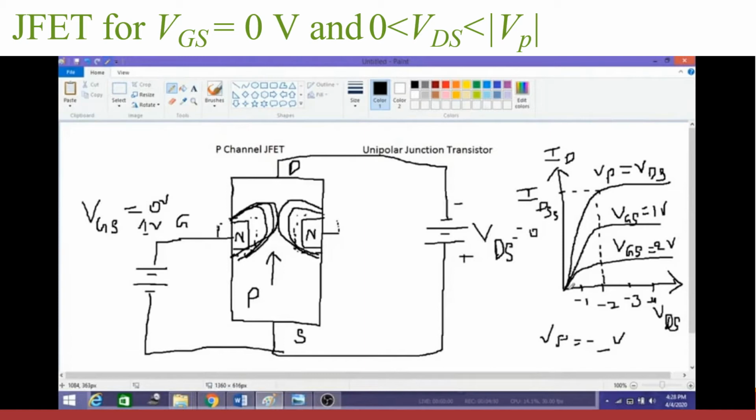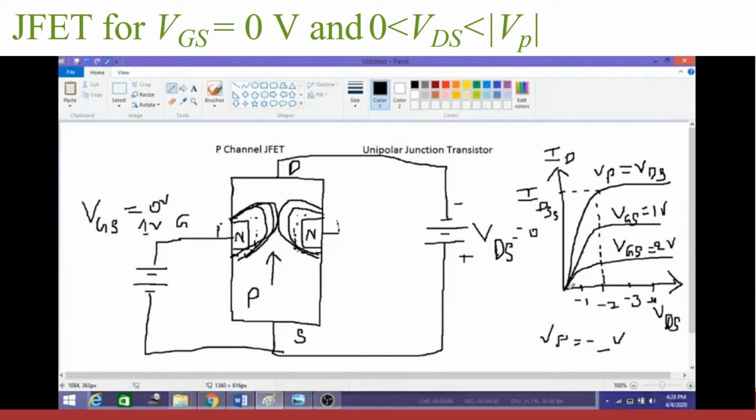When at some point of VDS, the depletion layers touch each other and the current may not flow through this. Practically it won't happen, but theoretically we choose like that. That condition is known as pinch off condition. The voltage at which VDS is maximum and the current stops increasing is known as VP, the pinch off voltage. After that the current becomes constant. As we increase VDS more and more, irrespective of the VDS, the current remains constant. This is known as saturation region.